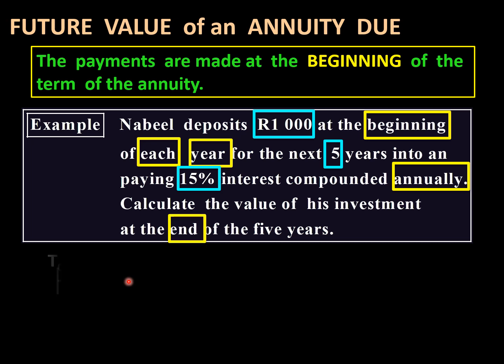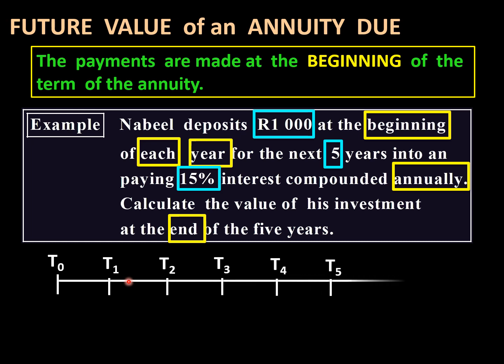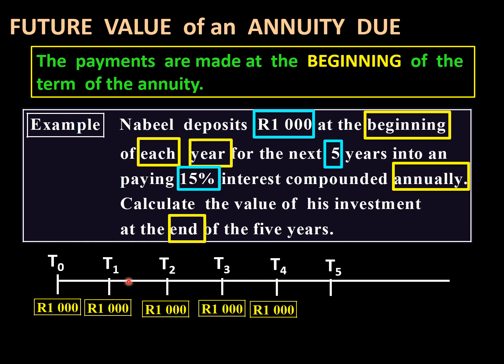Let's look at our timeline. There we have a timeline. Now he's making the payments right at the beginning. Right? Beginning of the first year, beginning of the second, beginning of the third, beginning of the fourth, beginning of the 5th year. Okay, and we want to find what is the future value of all these deposits if he makes the deposit at the beginning.